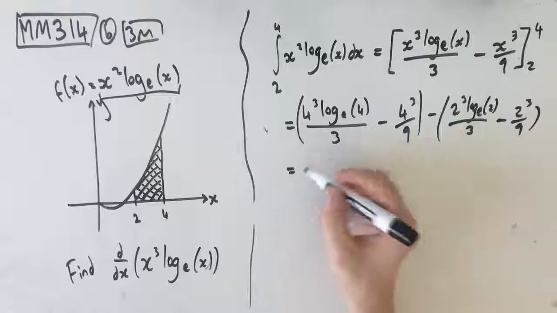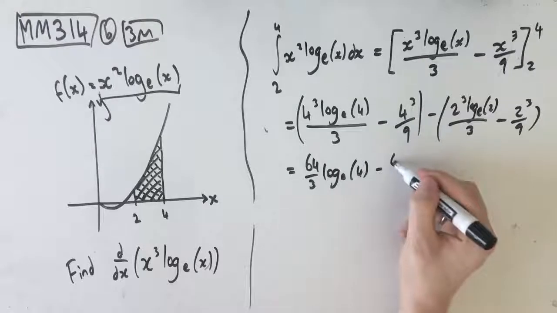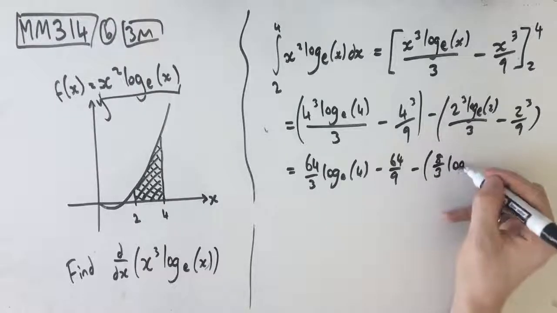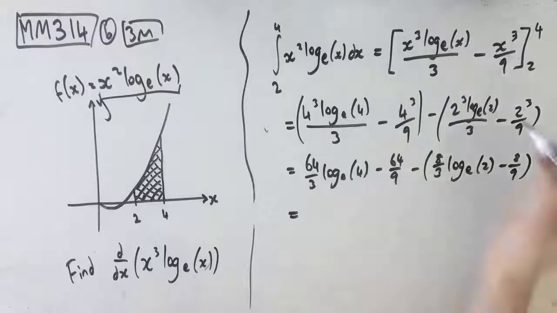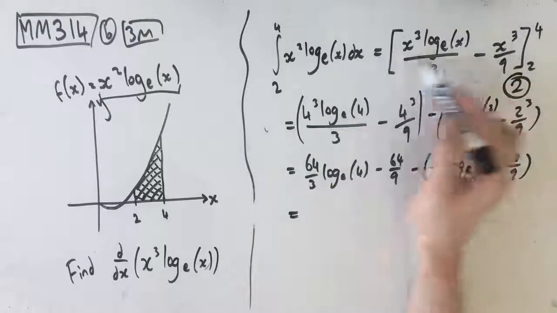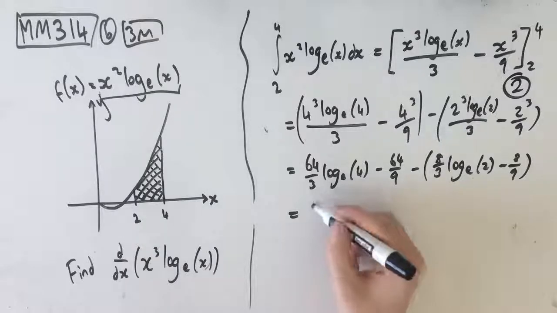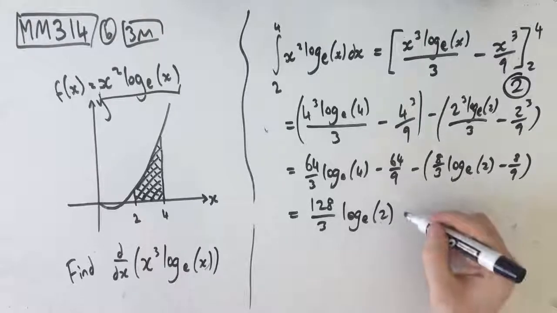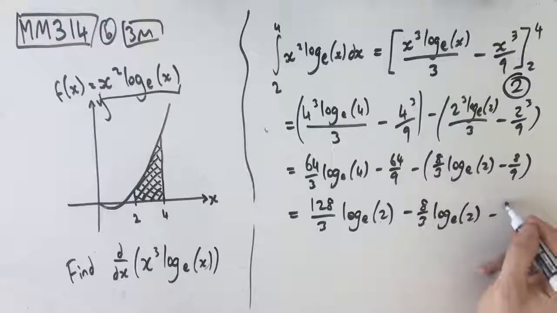Awesome. Now, what we're going to end up with here is 64 on 3 log e of 4 minus 64 on 9 minus 8 on 3 log e of 2 minus 8 on 9. Actually, by the way, this is our second mark up here. Okay, so this step here is our second mark. Awesome. So from here, what do we get? So adding all this stuff together, we get 128 on 3 log e of 2 minus 8 on 3 log e of 2 minus 56 on 9.